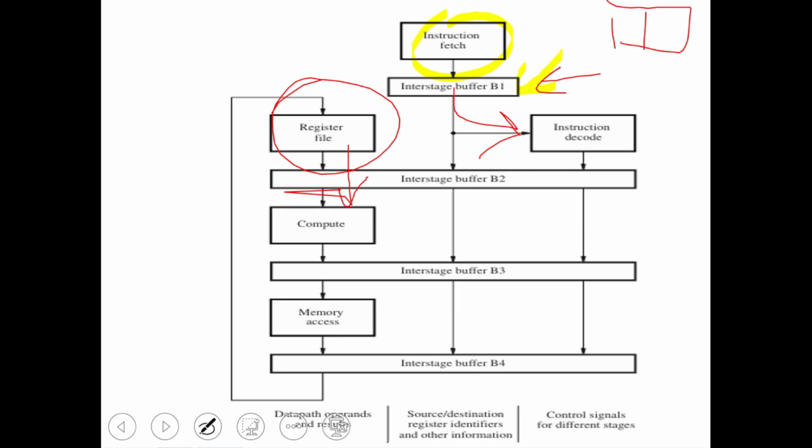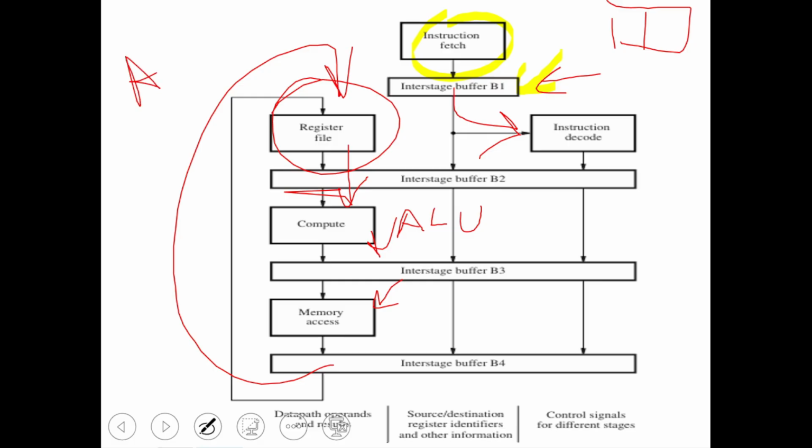In computation of the instruction, the ALU is the main big boy here, who performs the computation tasks. Once it is computed, it goes to interstage buffer 3, and after that, memory access is done, and those results are stored in buffer B4. Note the point, it is again going to the register file.